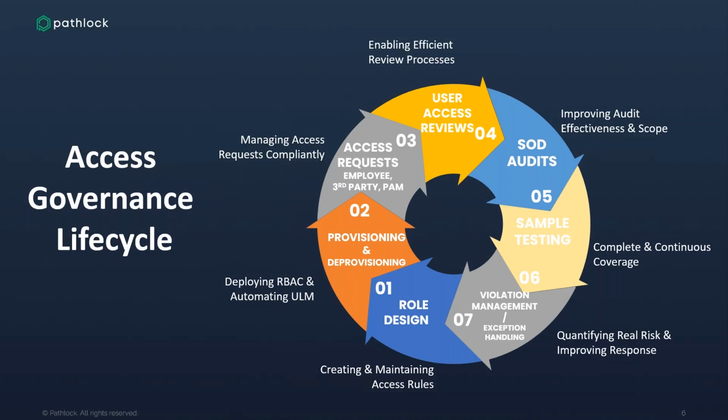And then step number 4 there that you see at the top, user access reviews. How are we enabling efficient review processes? How are we ensuring that we did a good job in step 1 of defining access that exists in the system? Steps 2 and 3 helped us to ensure that as new users join or move around the company, we give them the access to do their job, so that we can be an operationally effective business.